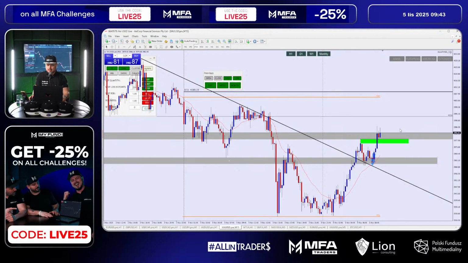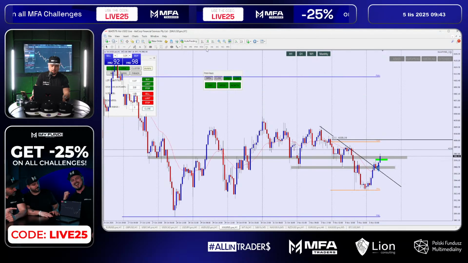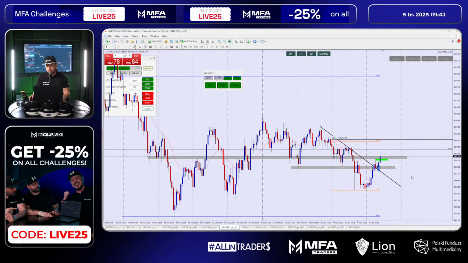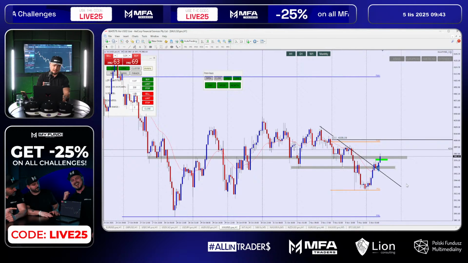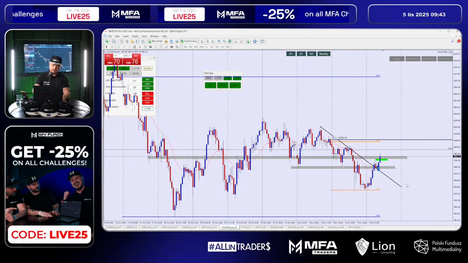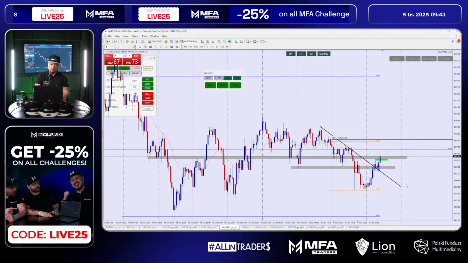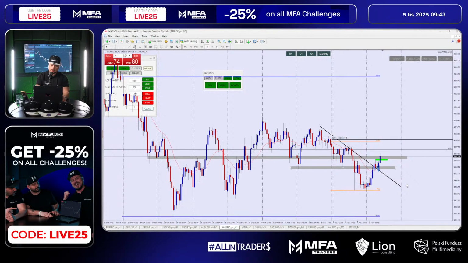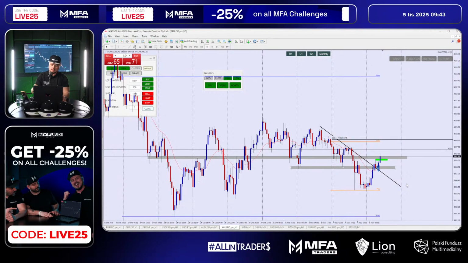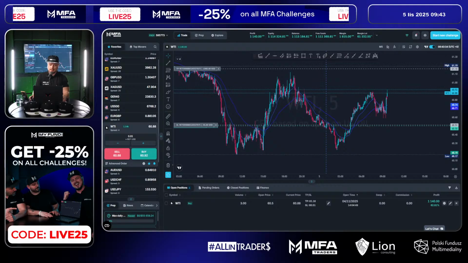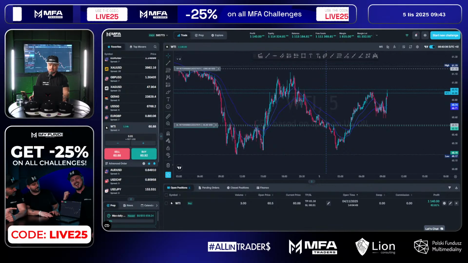Okay, so let's summarize this once again, so everyone knows what to do. Remember, this is not a signal providing session. This is only my opinion. So if you want to trade, you're trading at your own risk, okay? I'm gonna open the trade if I'm sure, on the MFA account. This account we got for the live trading session.